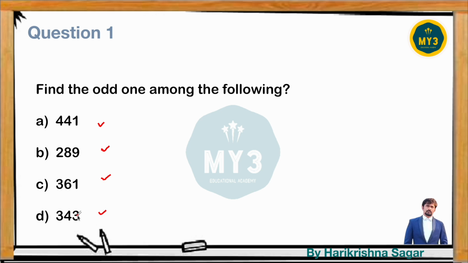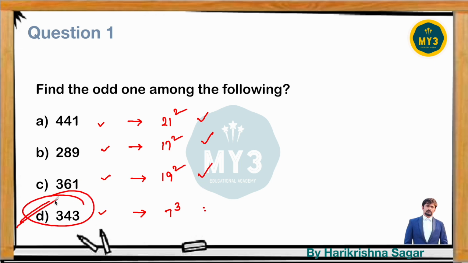What is the odd one out here? If you observe 441, what is 441? You can write it as 21 square. And 289, we can write it as 17 square. And 361, we can write it as 19 square. And what is 343? It is not a square number, but it is a cube number. That is 7 cube. If you observe, this is a square, this is a square, this is a square. But this is not a square. This is different. So the odd one out here is option D, which is 343. Hope you are able to understand how we can tackle odd man out questions. We just need to pick the one which shows a different property compared to the others.